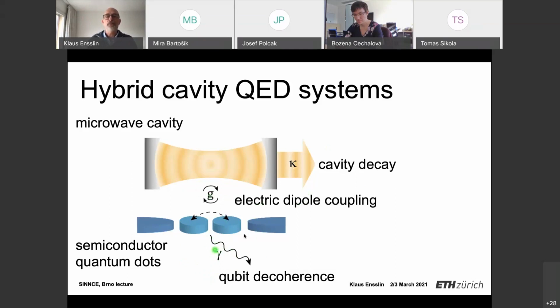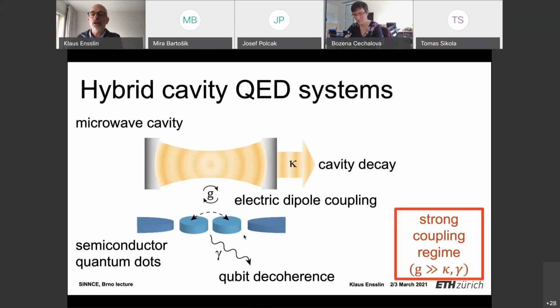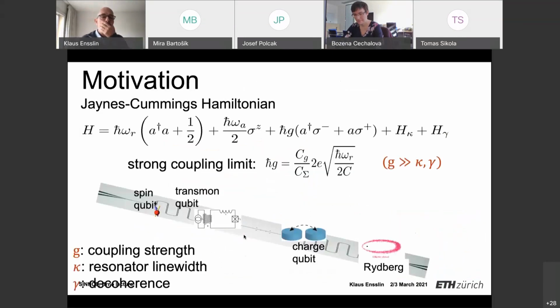Now you want to couple them, and the coupling constant is called G. And you want to engineer that coupling so that it exceeds or is at least as large as the decay channel. If it's smaller than the decay channels, then you will never see any coupling between the two, because the quantum state or the photon state will have decayed before you can measure the coupling. So the strong coupling regime is defined by that this coupling G is larger than any of the decay mechanisms.